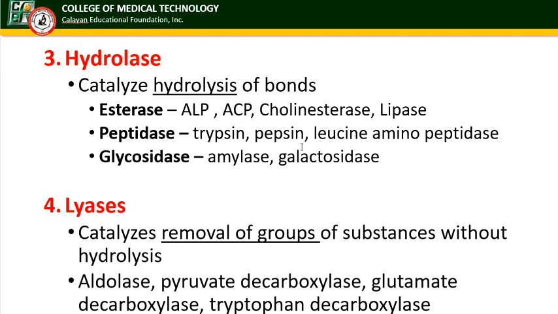Peptidase. So, trypsin, pepsin, leucine aminopeptidase. So, atin namang peptidase breaks down peptides into amino acids. Last, glycosidase. So, amylase and galactosidase. So, galactosidase catalyzes the hydrolysis of glycosidic bonds in complex sugars. So, breakdown of sugars. Itong isa, amino acids. Yung isa, esters. So, esterase, peptidase. So, parang peptide, di ba? Glyco. So, glyco meaning glucose or sugar. Peptidase. So, peptide chains natin. Ester, esterase.